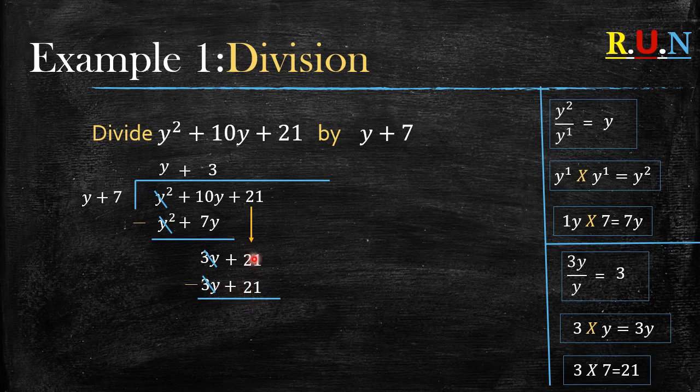From 21, what's 21 minus 21? It also cancels out, so you get 0. So the quotient for this one is y plus 3, which is the answer on top, and the remainder is 0.